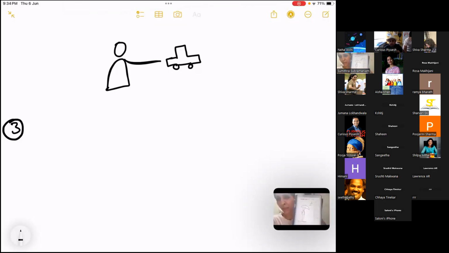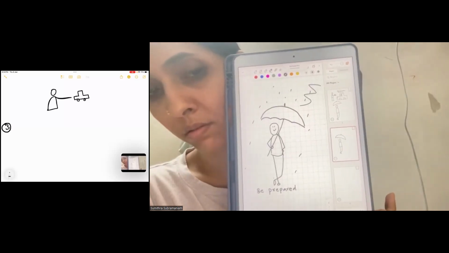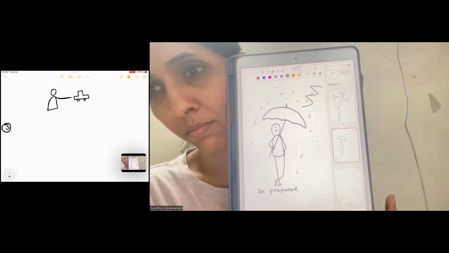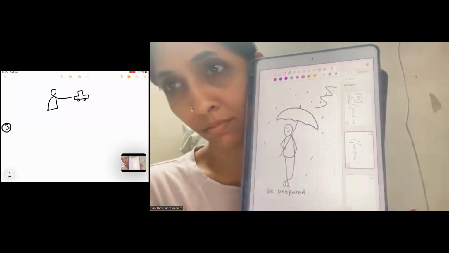Does this make sense, Piyush? Okay, let's see. Sumitra has drawn something. Be prepared for the rain. Mhm. So this is about filling your failure. So you are prepared with the umbrella.